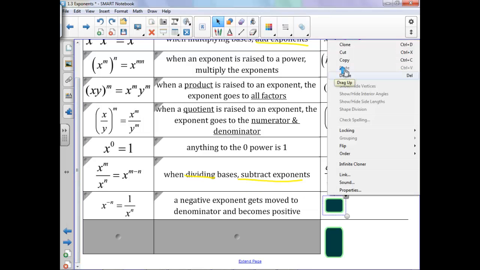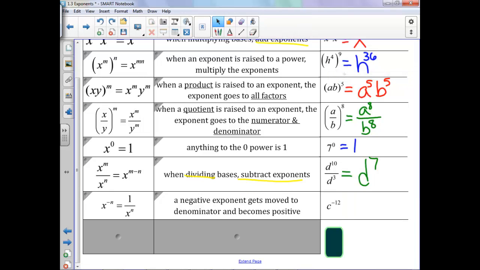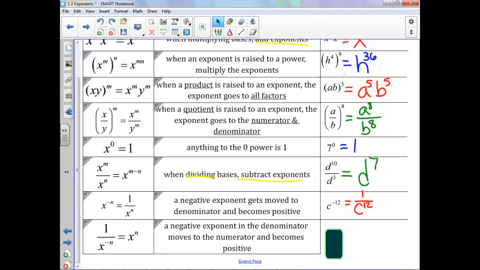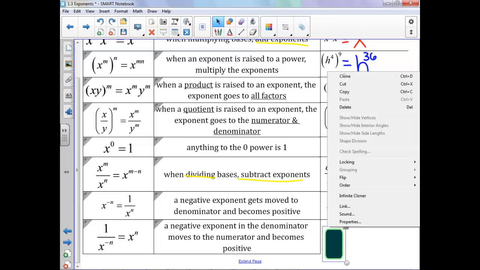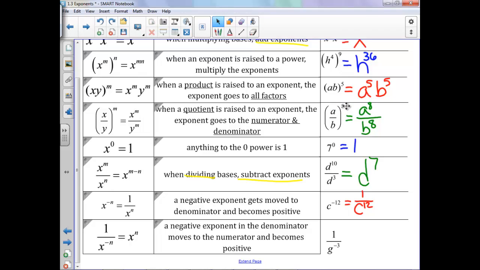These last two go together. If you've got a negative exponent, it's moving to the denominator and then becomes positive. So in our case, this will be 1 over c to the 12th. And then this follows the same idea. If you've got a negative exponent in the denominator, it moves to the numerator and then becomes positive again. So notice we have g to the negative 3rd in our denominator. It gets moved to the numerator, which would just be over 1, which we don't have to write.